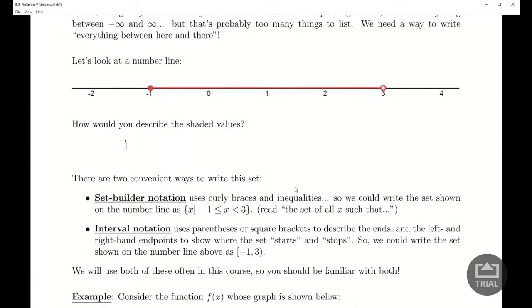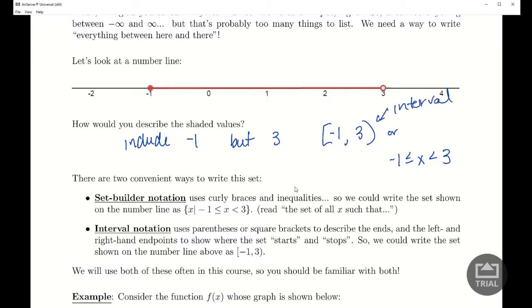Okay. Talking more domain and range, describing these shaded values. So we include the -1, but not the 3. So that would look like -1 to 3, or -1 is less than or equal to x, which is less than 3. Either way, you could do that. This is interval notation. This would be my preferred method. This is set builder notation, which can get real messy real quick.